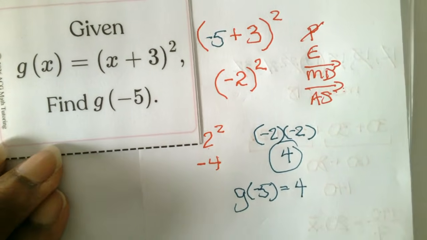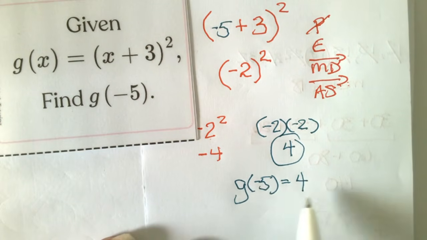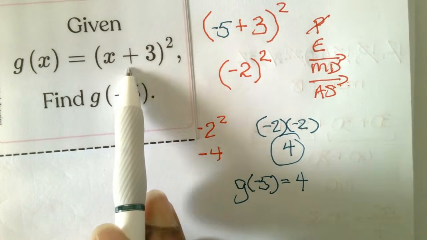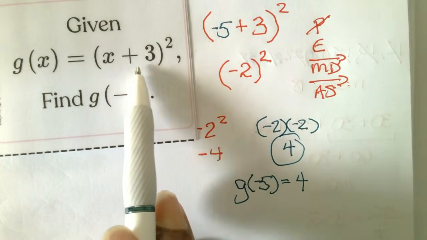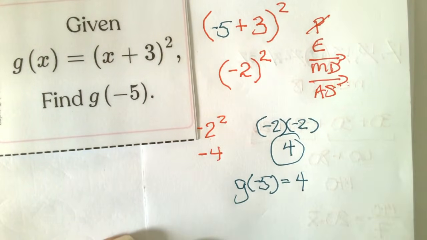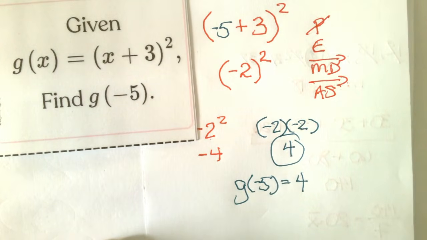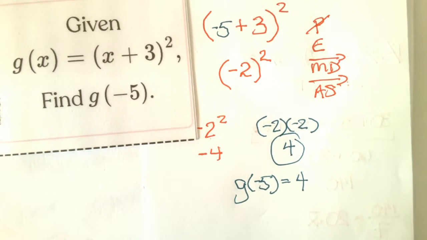And ladies and gentlemen, what you found is a point that's on this graph of (x plus 3) squared. That's what you just did. You found the point. Okay?